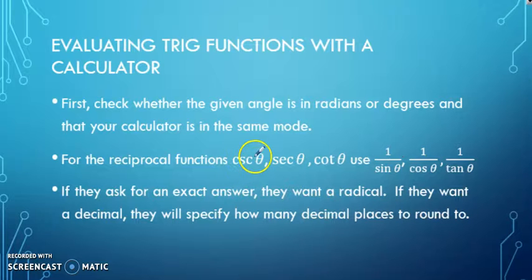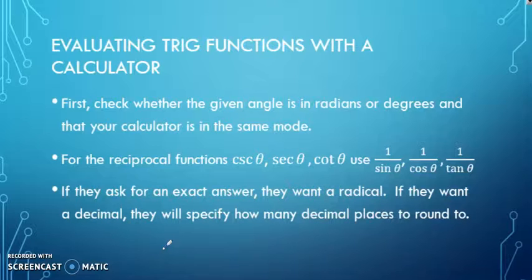If they say cosecant of 30 degrees, then you would enter 1 over sine of 30 degrees. Since they are reciprocals of each other, that will give you the same answer. So know the reciprocal pairs very well if your calculator does not have the ability to enter those original three functions directly.